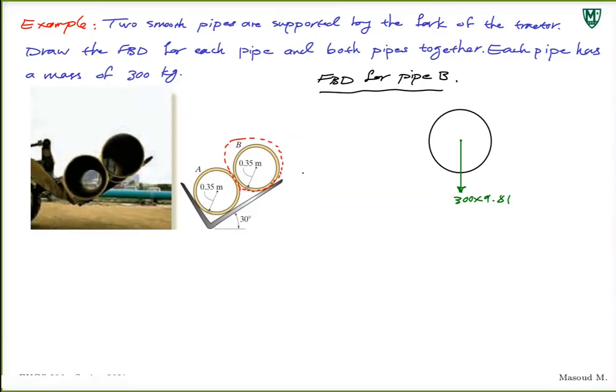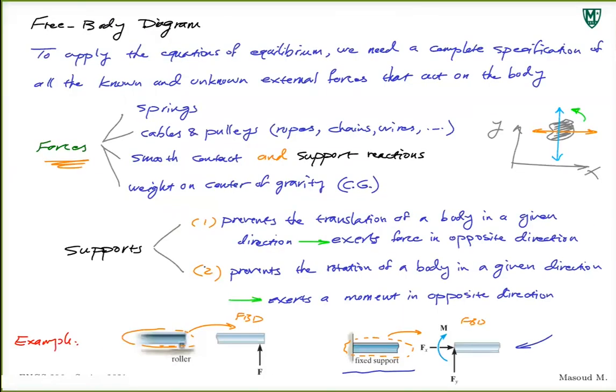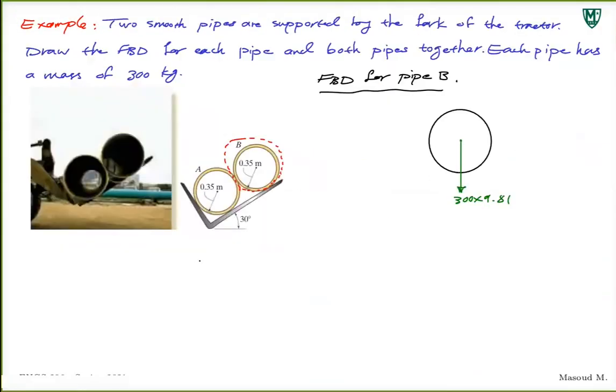If you isolate this pipe B from its surrounding, what else do we see there? What do we have to put there? Out of those 4, a smooth contact force. Exactly. Thank you, Diego. Smooth contact force. And a smooth contact force is always, if you want to remember this, write it somewhere, take a note, always perpendicular to the surface at the point of contact.